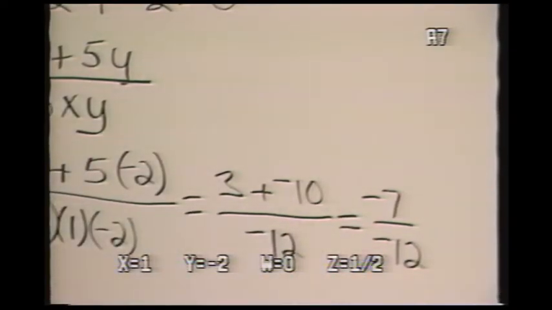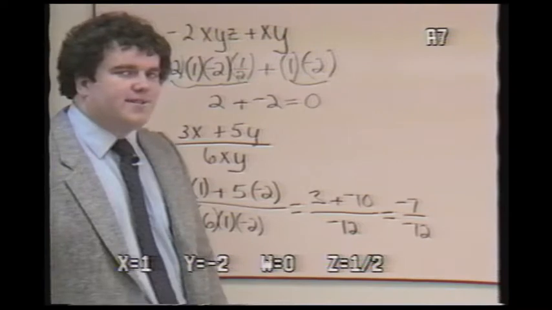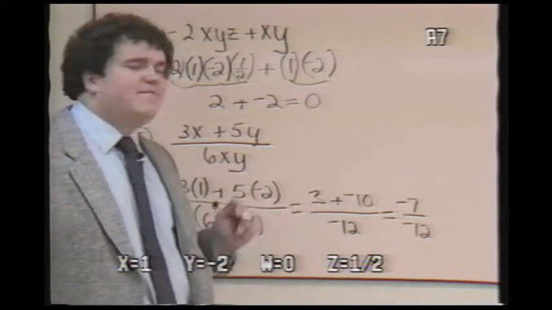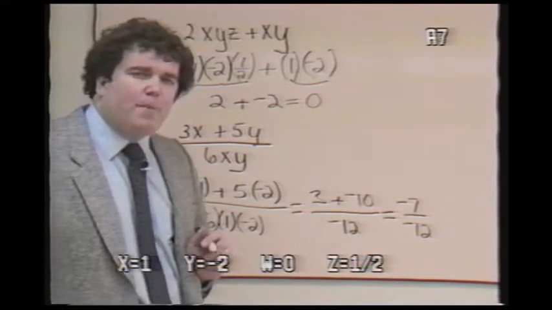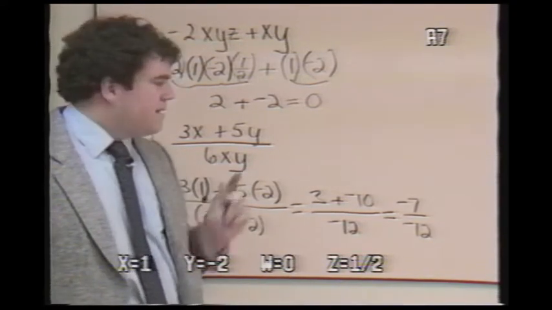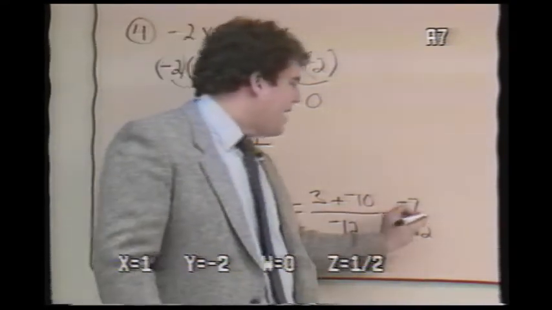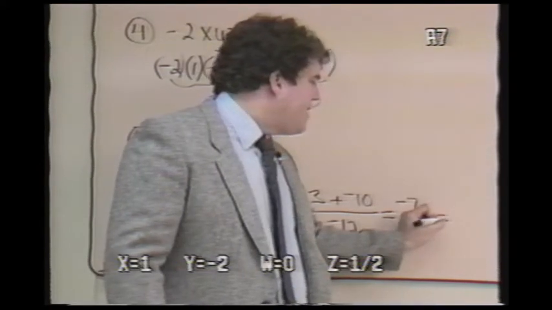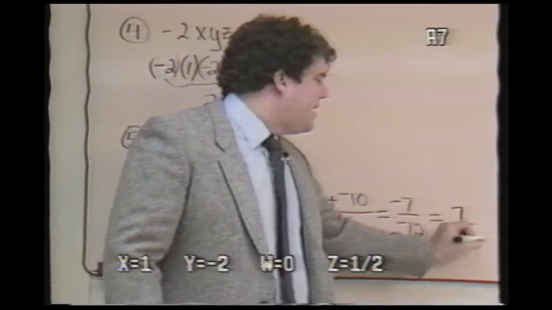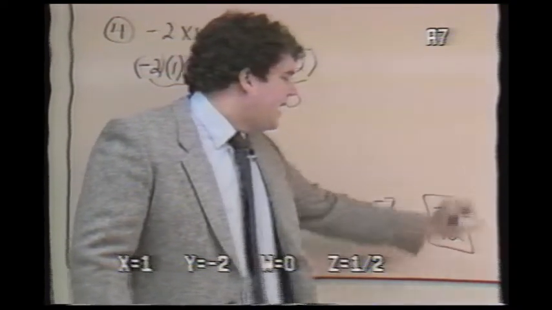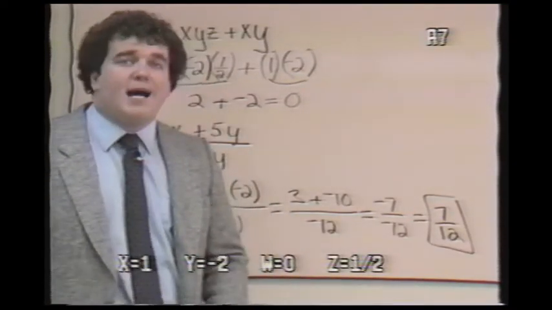Now, we put this here for a very special reason. Negative 7 over negative 12. Do you know if that's a negative or positive number? Believe it or not, it's a positive number, because a negative divided by a negative is a positive. Negative 7 over negative 12 is equal to positive 7/12.